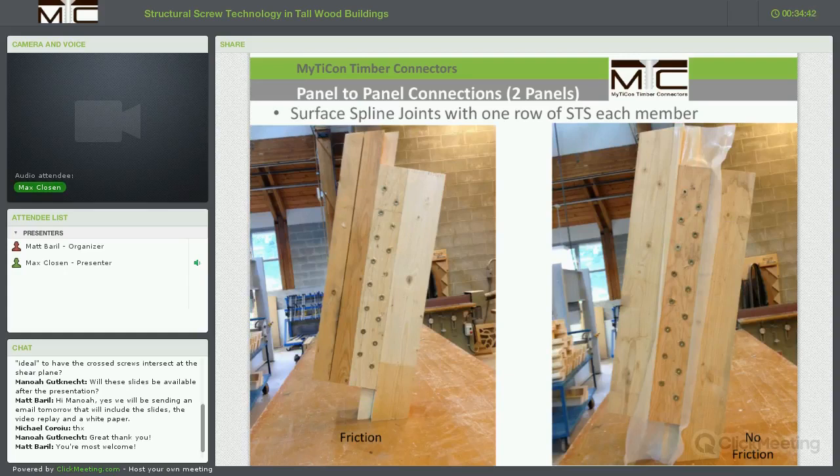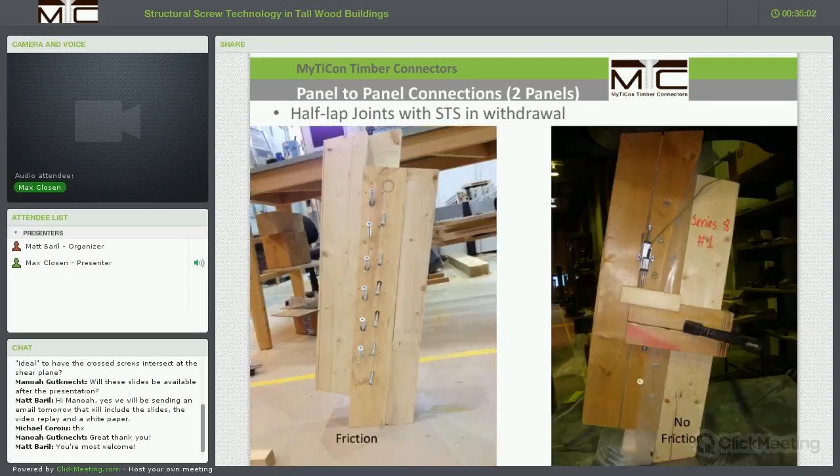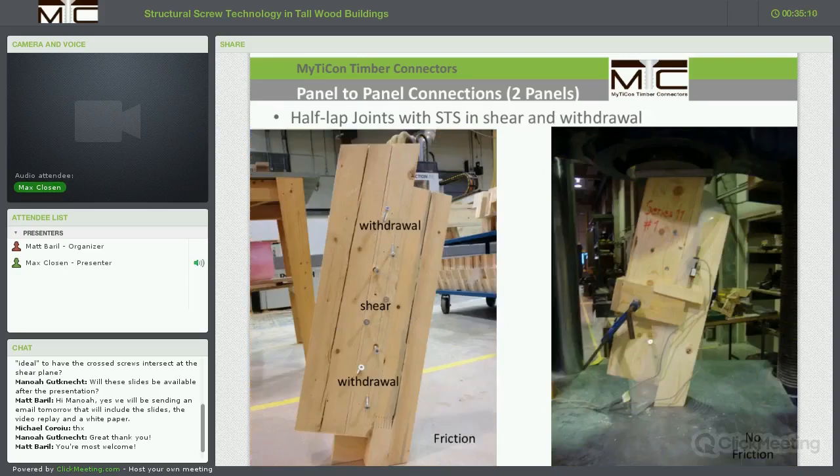Here, just a quick overview of the specimens that were used. On the left-hand side, we always see the specimen with intended friction in the shear plane. And to the right-hand side, we see the specimens with the anti-friction membrane in the shear plane, which was intended to eliminate friction. Half-lap joints look similar. The same applies to the half-lap joints where fasteners are arranged at 45-degree angles with screw crosses.